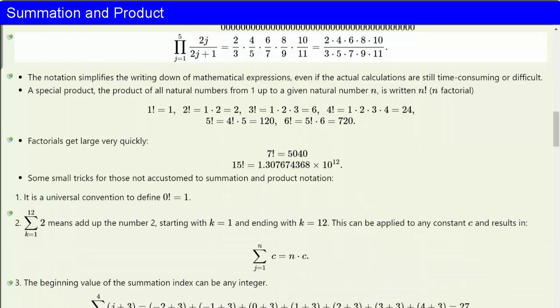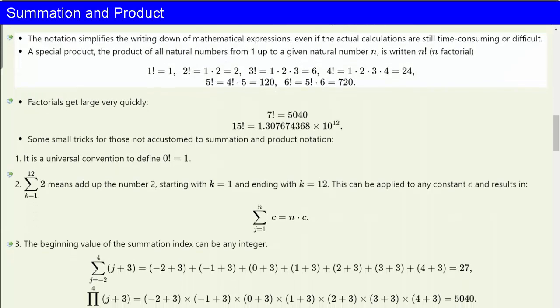Here's another example of our product notation in action. Take the product starting with j equals 1 and stopping when j is 5 of 2j divided by 2j plus 1. And what you get is, in the numerator, the product of all the even numbers from 2 to 10 divided by the product of all the odd numbers from 3 through 11. As you can see, the notation considerably simplifies writing down mathematical expressions, even if the actual calculation is still a handful.